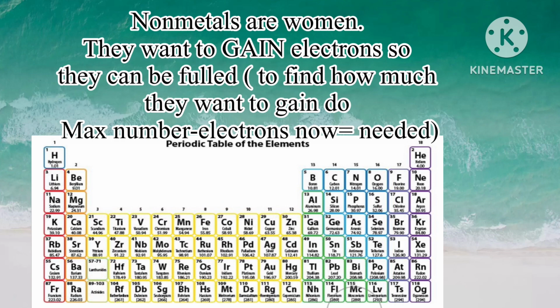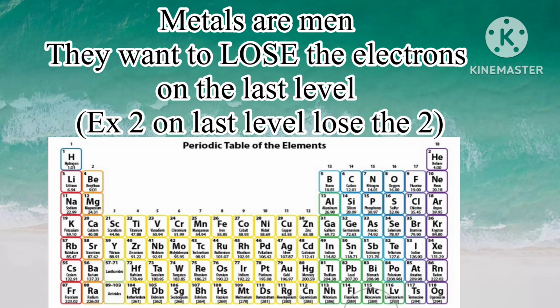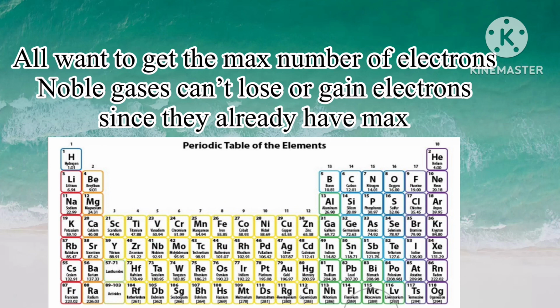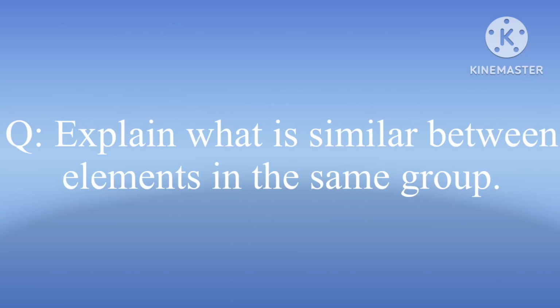Nonmetals are women and they want to gain electrons. Metals are men and they want to give. So if a metal has 3 electrons on the last level, it wants to give 3. They all want to gain to become noble gases. Noble gases cannot lose or gain since they are full.